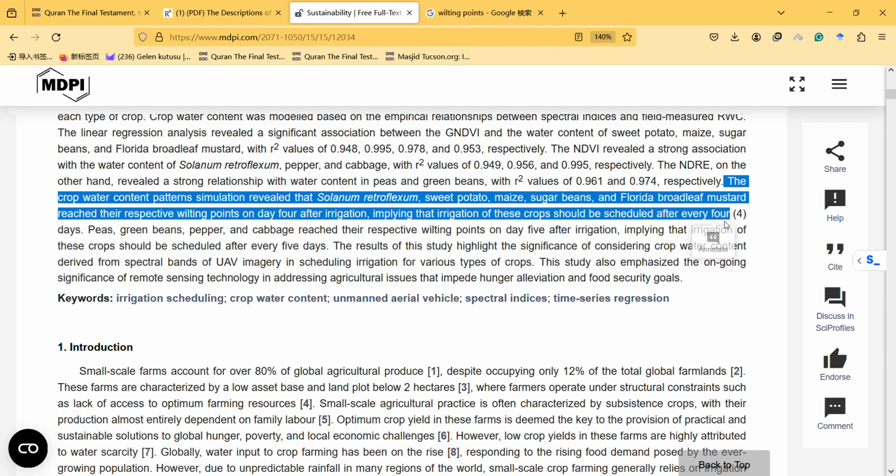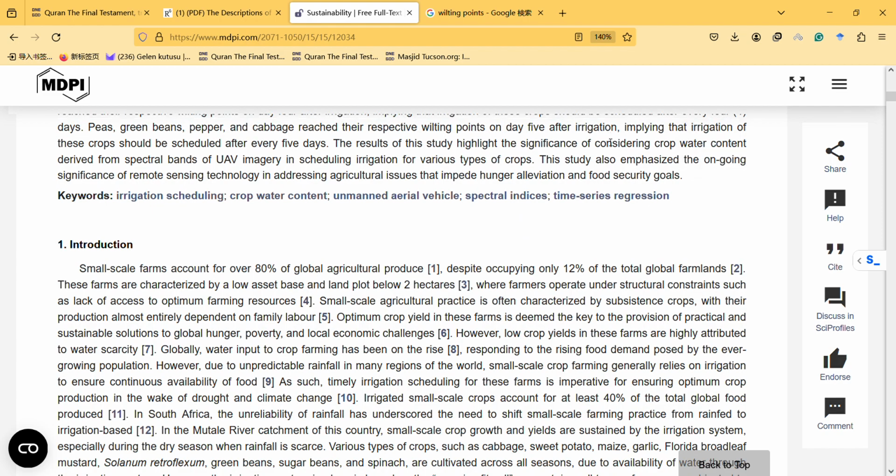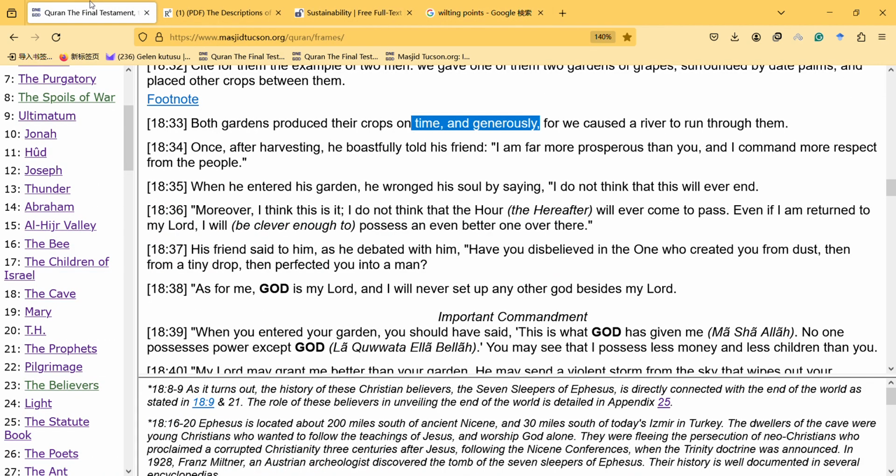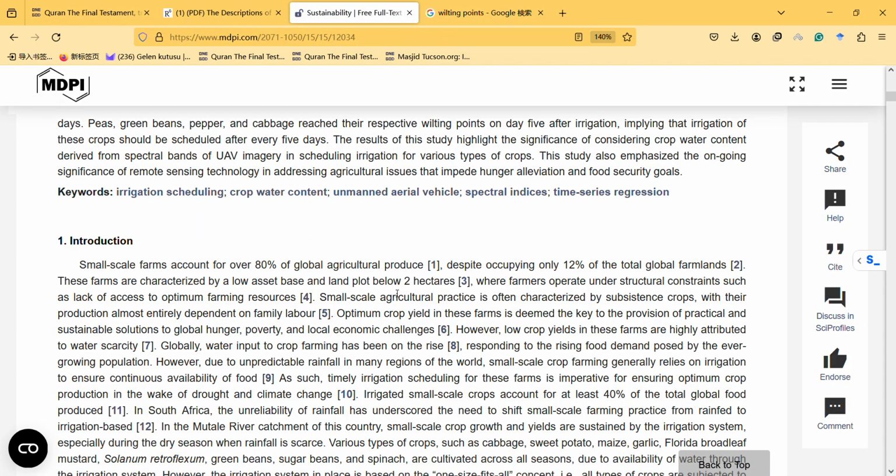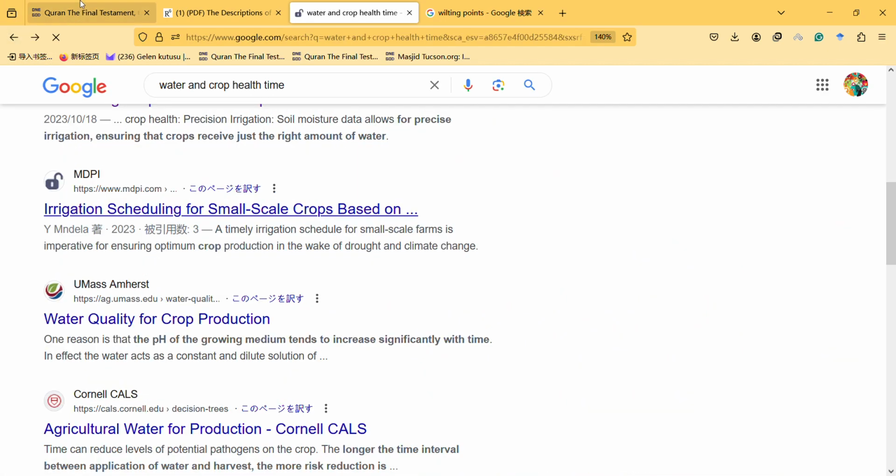So let's read it again. Content pattern simulation revealed that sweet potato reach their respective wilting points on day 4 after irrigation, implying that irrigation of these crops should be scheduled, and respective wilting points on day 5 after irrigation, implying that irrigation of these crops should be scheduled after every 5 days. So they need a specific irrigation. We see that it is the necessary minimum water. So it shows that it is related, but we have to know the crop time.